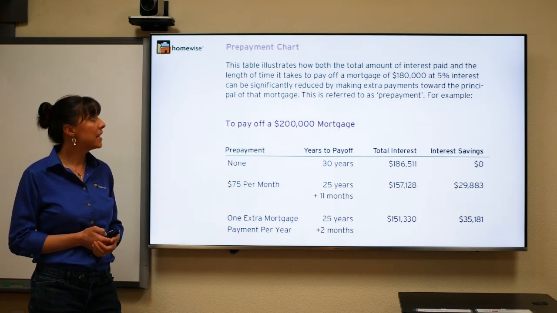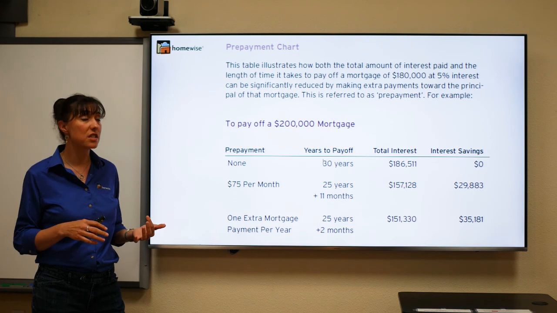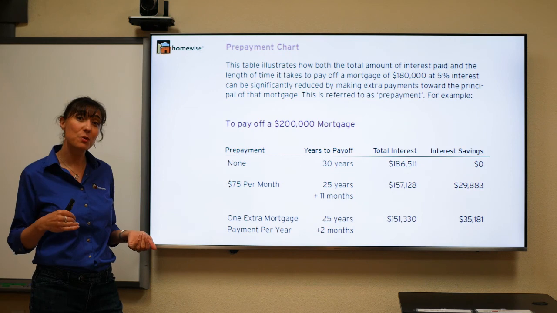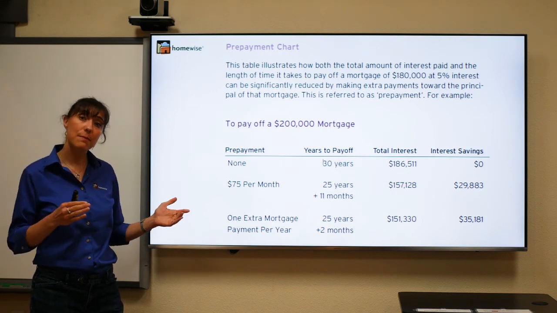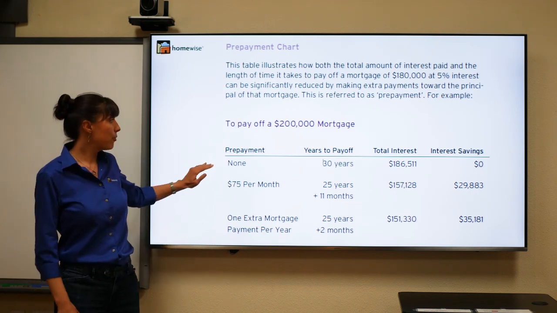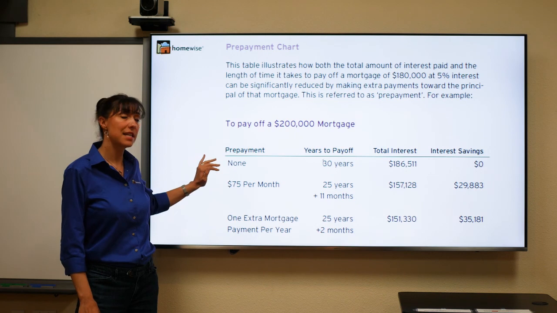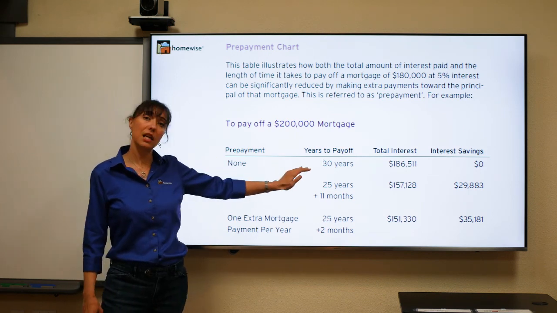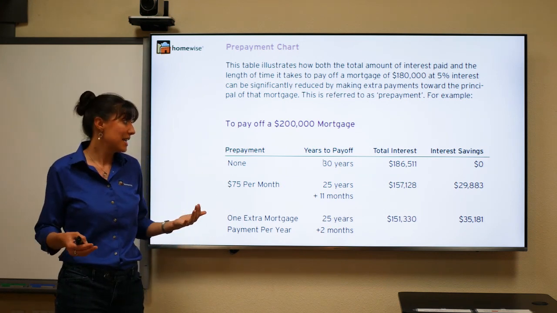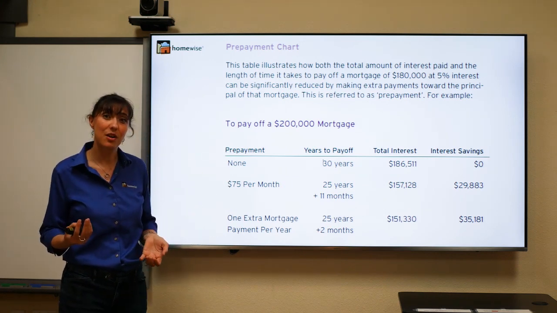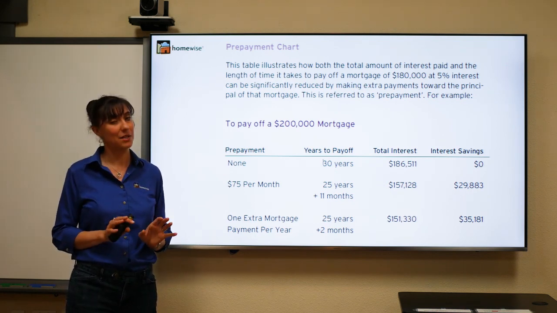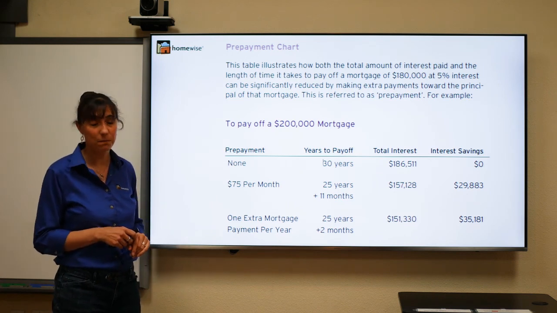Here we have a table that illustrates how both the total amount of interest paid and the length of time that it might take to pay off your mortgage can be reduced by making prepayments. If we keep that same example from the last slide of $200,000 at 5% interest, if we look at the first line here, we can see that without any prepayment, we're still taking 30 years to pay off our mortgage, and we don't save anything in interest. We're still paying, in this example, over $186,000 in interest on top of the $200,000 that we borrowed for the home. It can be a sobering moment, but let's see how we can take some control.